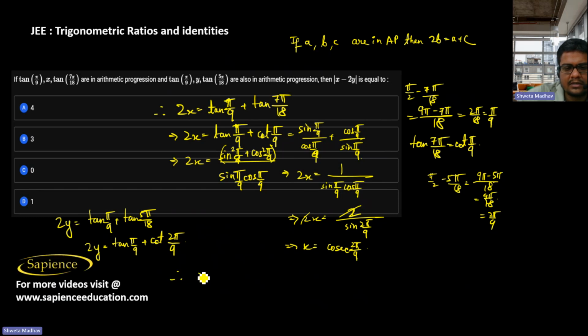Now therefore x minus 2y mod we have to do. So mod of this will be x, I can write, that is 1 by 2, actually cosec pi by 9.